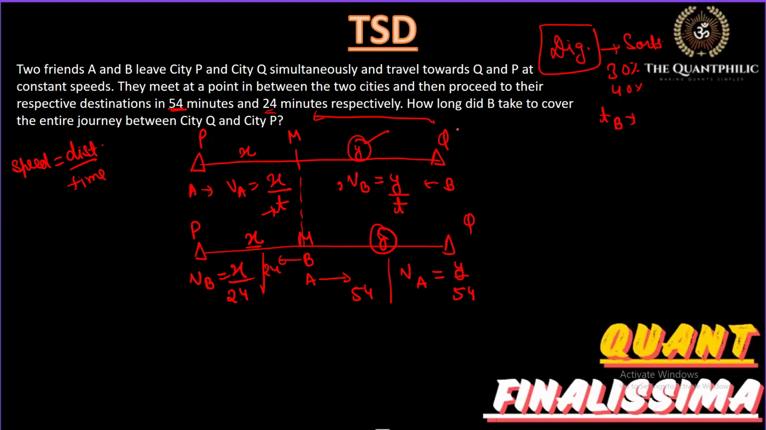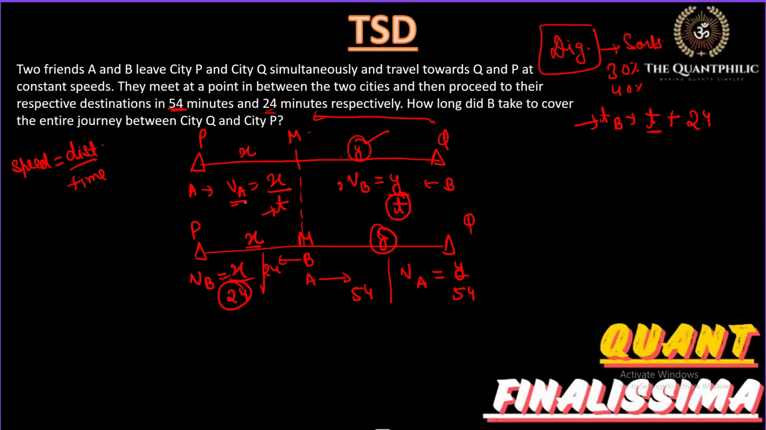Time taken by B from Q to M, how much time did it take? It took T. And from M to P, it took 24. This is already given, so T plus 24. So if you want to find out time for B, we have to just find out T. Let's find out T. So how can we find out T?